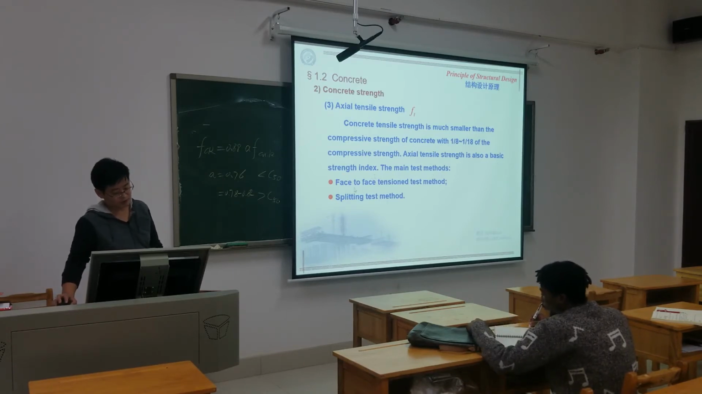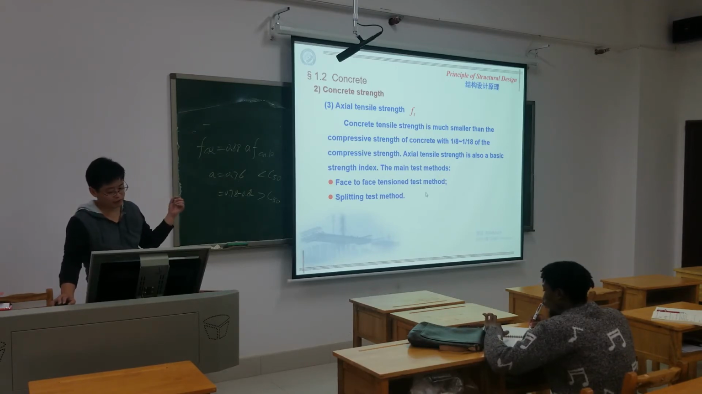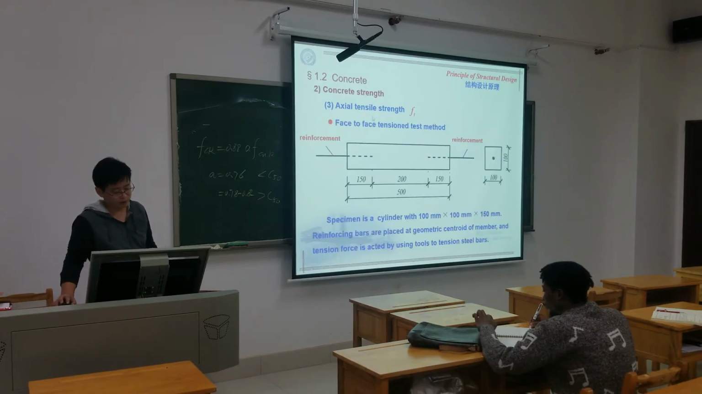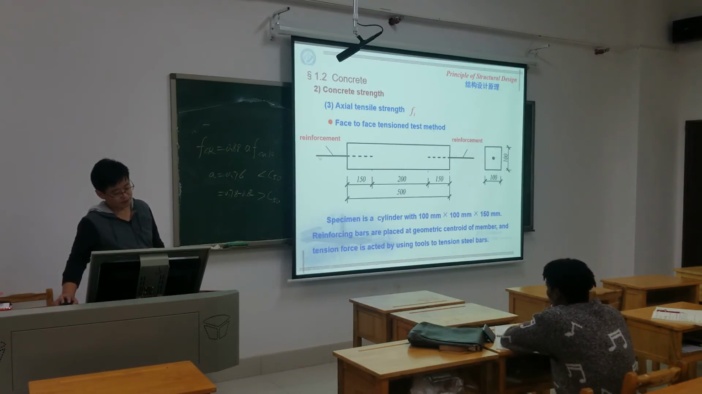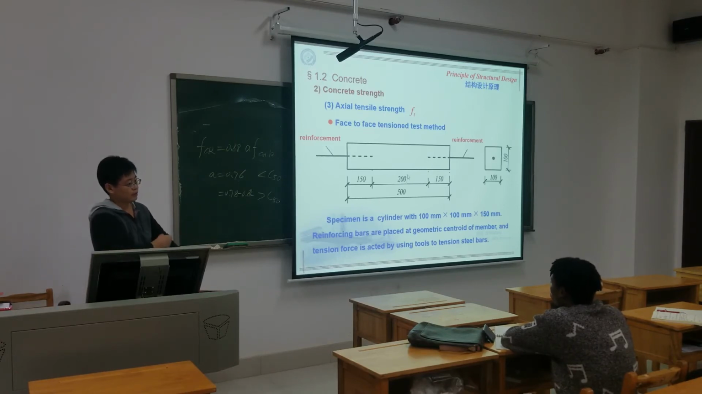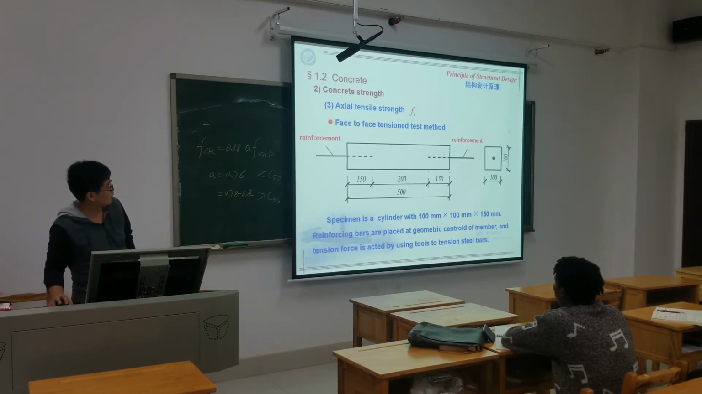The main test methods are the face-to-face tension test method and the splitting test method. There are two methods to test this value. The first one is the face-to-face tension method. The specimen is 15 centimeters long, and at the ends we put the reinforcement inside, embedded 15 centimeters at these two ends, and leave 20 centimeters of plain concrete, and then pour at these two sides.